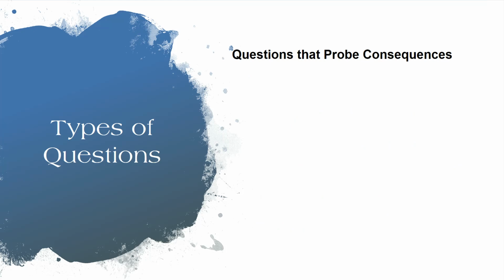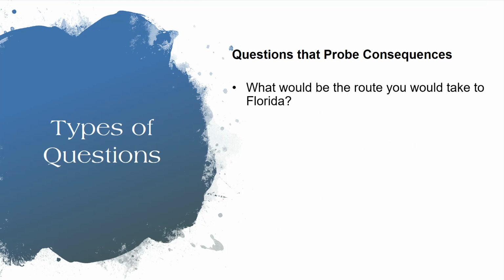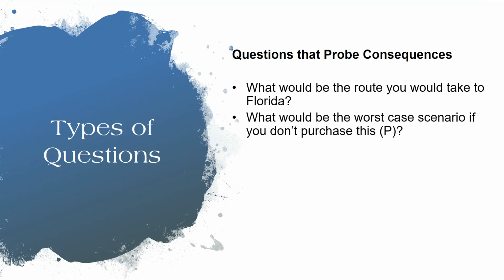Another stage of the Socratic method is to probe for consequences. So you can ask questions about what would be the route you would take to Florida. All right? This can help you to decide, depending on which route the customer takes, what product to present. What would be the worst case scenario if you don't purchase this product? At this stage, you can keep asking because you can show the consequences if they don't buy this product.